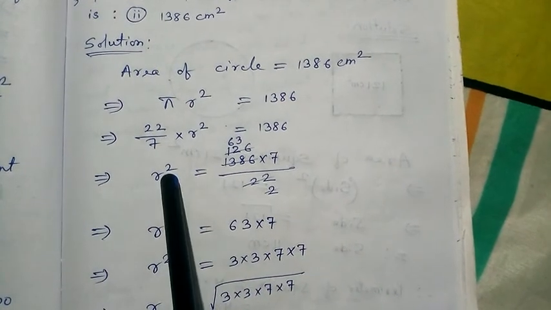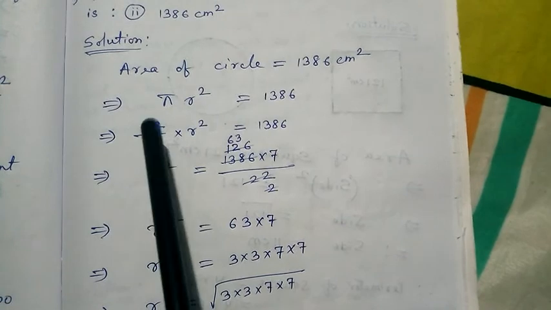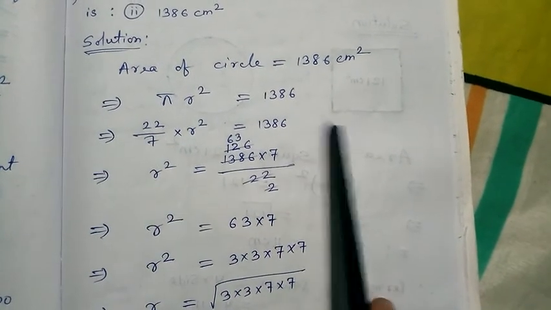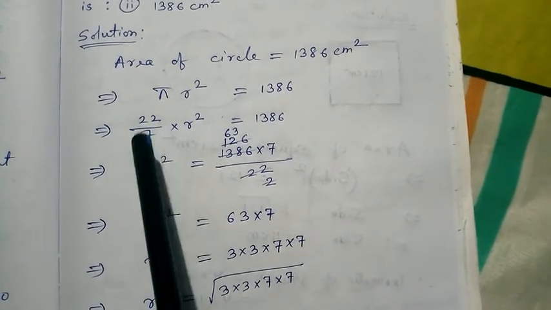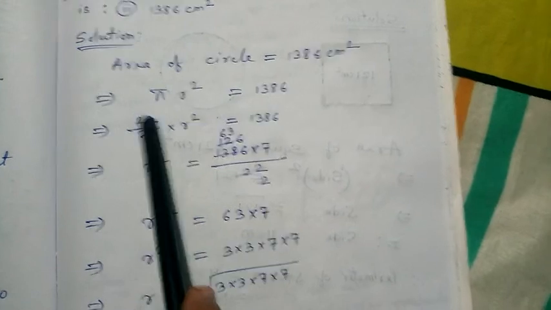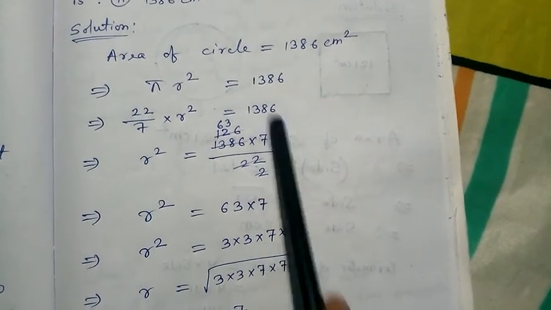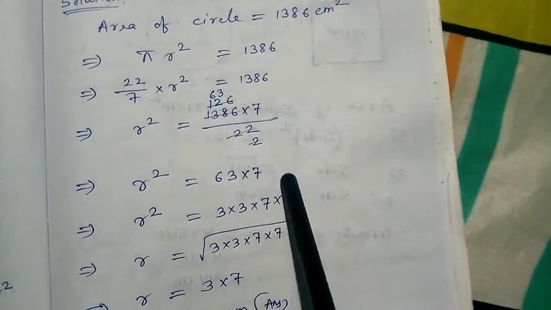So here we are going to make r square alone. So 7 will go up this side, it will go that side, then the below part will go up and upper portion will come down. That means denominator will go and become numerator, and numerator will come and become denominator. And after simplification, after cancellation, 63 into 7.